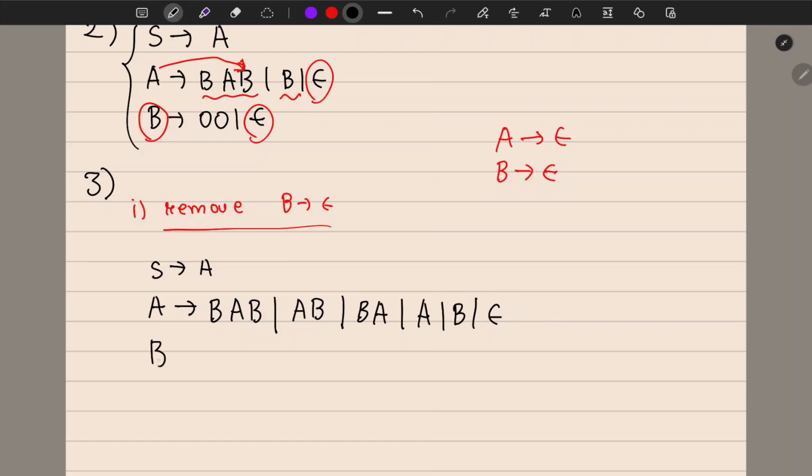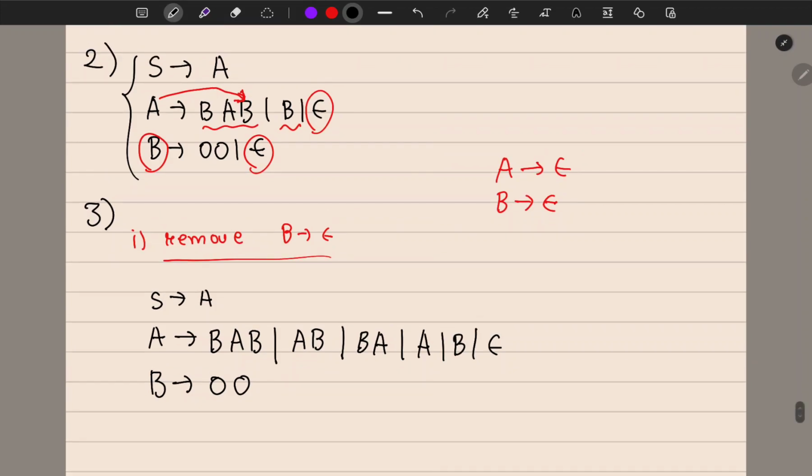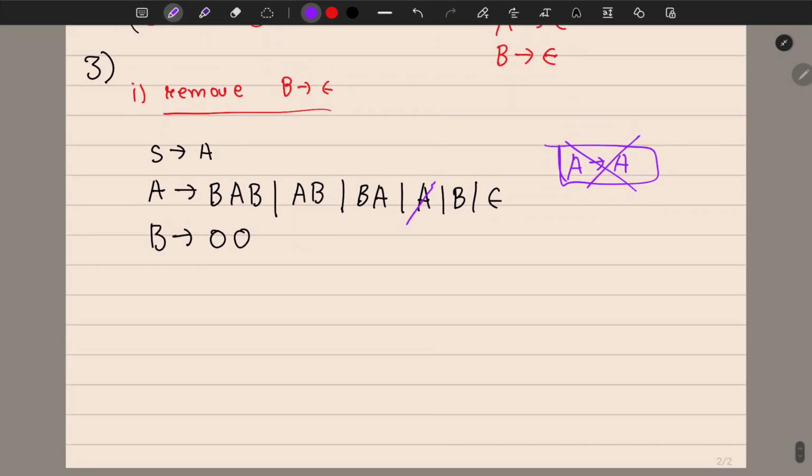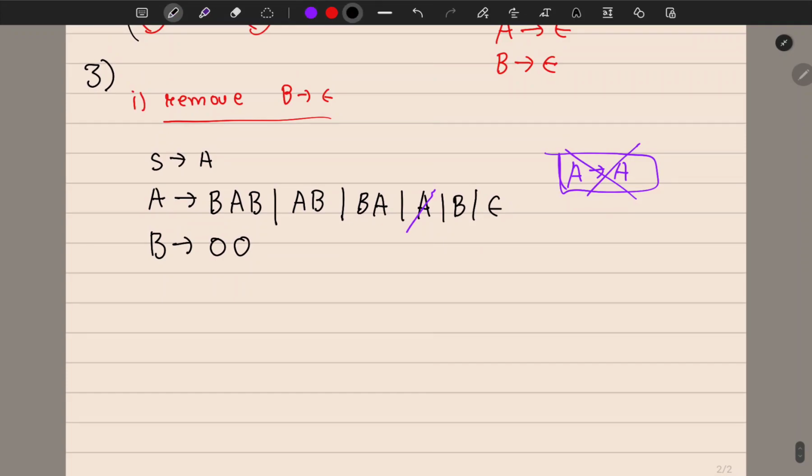Now consider removing the null production. We have removed the null production from B and we have written it here. Now there is one thing special here: a production A to A is being created. This production means nothing, so we will cut it from here. When we write the final form, we won't have this A here. There is another null production remaining, and we will have to remove it. Remove A gives epsilon.